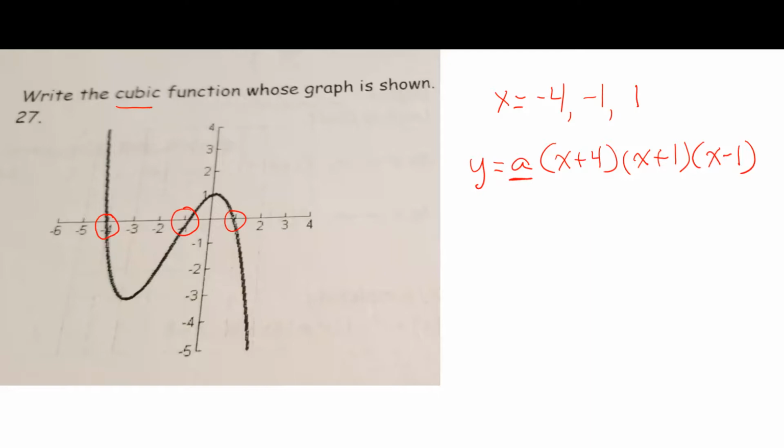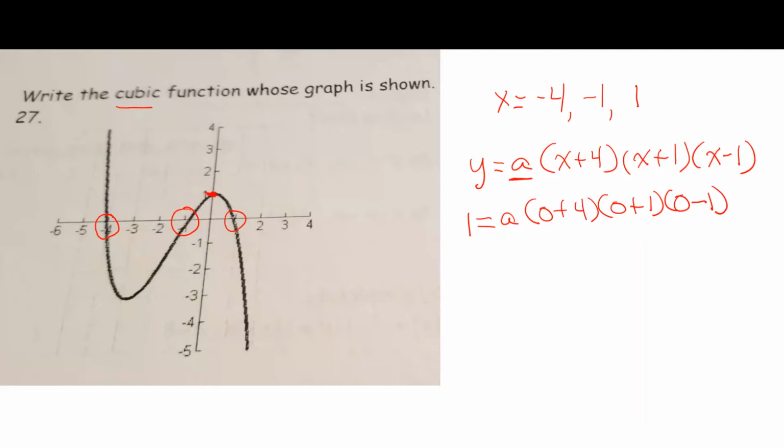Well, we know that when y is 1, x is 0. So when y is 1, right here, x is 0. So I'm going to just fill that in. Y is 1, and x is going to be 0. So that would be 0 plus 4 times 0 plus 1 times 0 minus 1.